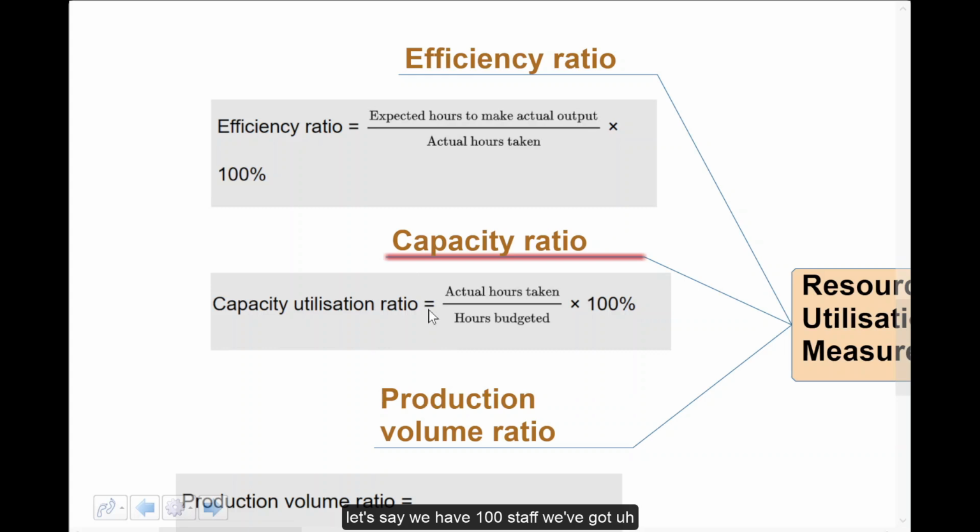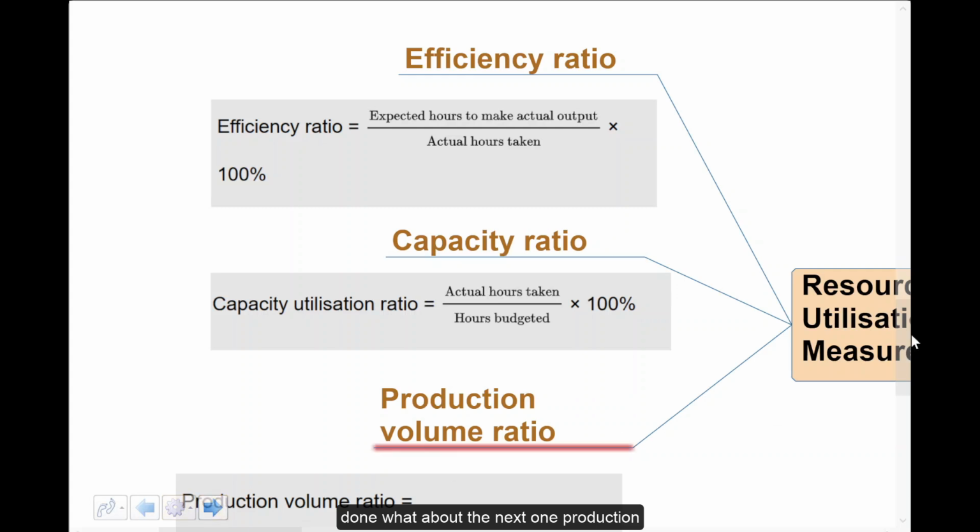Let's say we have 100 staff. We've got, let's say, 10,000 hours for a particular period. We know the budgeted hours, but we also know the actual hours that we've taken for a given output. If we divide actual hours by hours budget, we get our capacity utilization. In other words, this is what we could have done. This is what we actually have done.